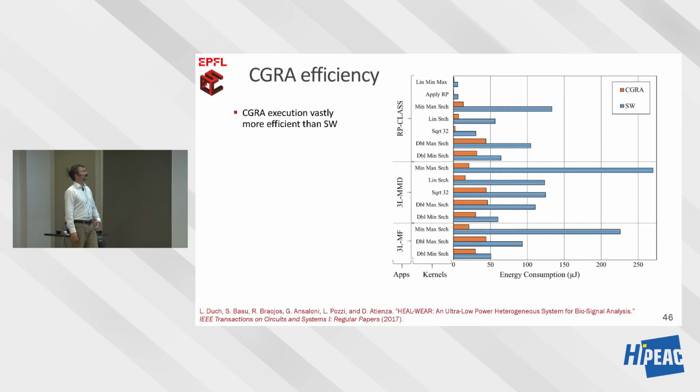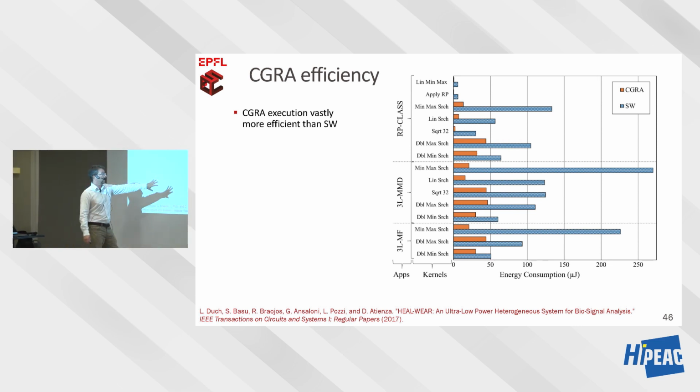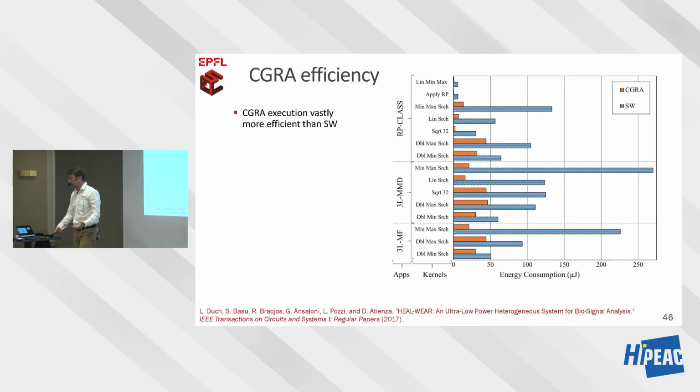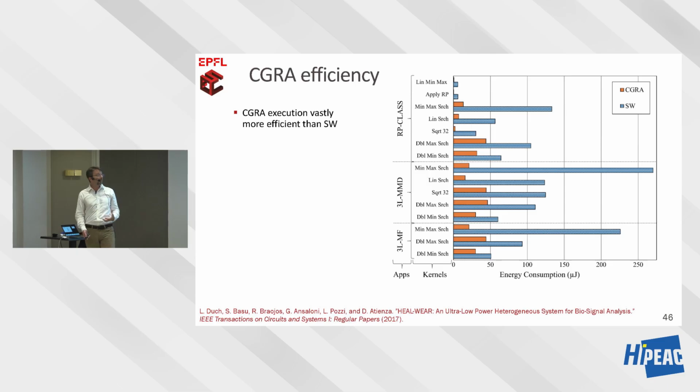This works pretty well for a set of applications. Here are the applications themselves, and here are the different loops which we accelerated on the CGRA. You can see that in all cases, we could have pretty healthy energy gains with respect to executing the same loop in software.